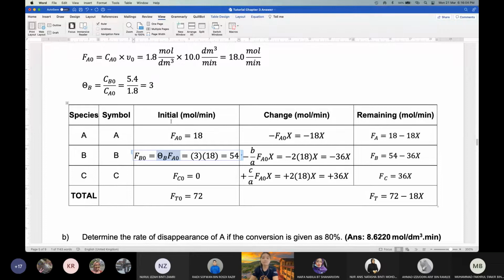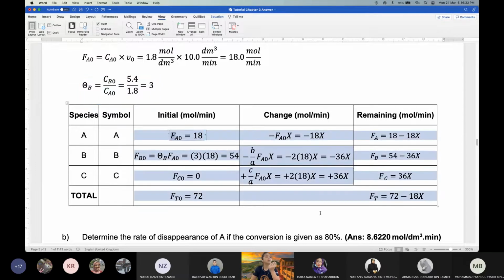So it becomes CB0 per CA0. So tadi kalau soalan yang kedua, soalan ketiga, kita guna YB0 per YA0, mole fraction. Dalam soalan ni, kita guna concentration pula sebab dia beri kita information dalam bentuk concentration. So CB0 divided by CA0, so you get 5.4 divided by 1.8, you get 3. So your theta B is 3. So the rest sama je konsep dia sebab dalam kes ni pun B adalah reactant. So sama konsep dia, you calculate.